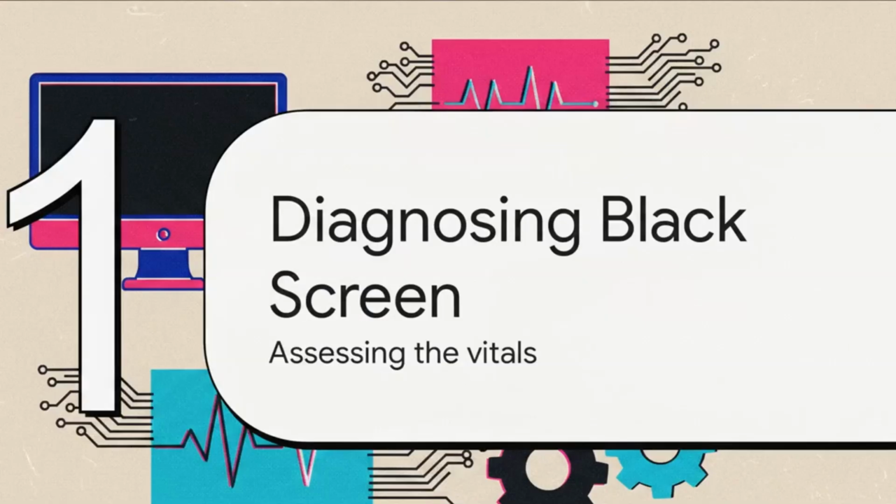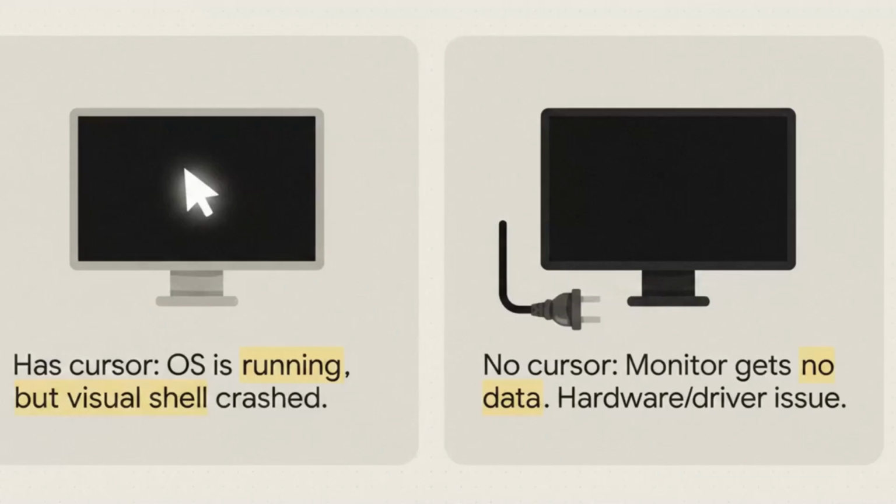All right, step 1. Diagnosing the black screen. Let's assess the patient's vitals. Before we start throwing random fixes at the wall, we absolutely have to look at the symptoms. There is a massive fork in the road here. Do you see a white mouse cursor floating in that dark void? If you do, that's actually great news. Your operating system is running perfectly fine in the background. You've got a heartbeat. It's just the visual interface that crashed.